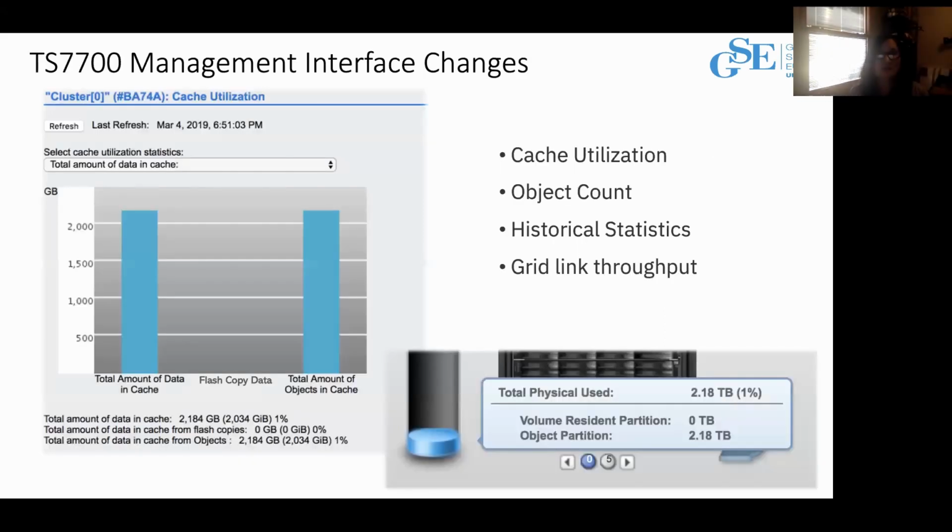All right, next. Management interface changes, just pretty standard. This is just showing that you can now see how much of your cache is being utilized by objects versus logical volume data. This is also on the cluster summary, where you have the little cache tube. You can see how much of your object partitions are being utilized for that object data. Some changes in the historical statistics page and the grid link throughput pages are some areas that we've made modifications to.